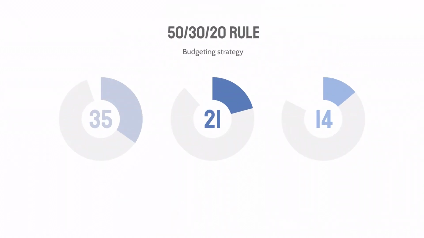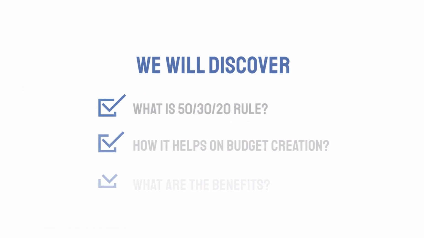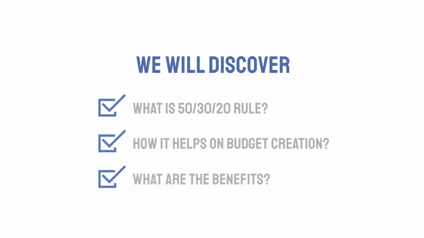Have you ever heard of the 50-30-20 rule, a simple budgeting strategy to help you achieve financial success? We will explain in this video what this rule means, how to use it to create a budget, and the benefits of following this strategy.